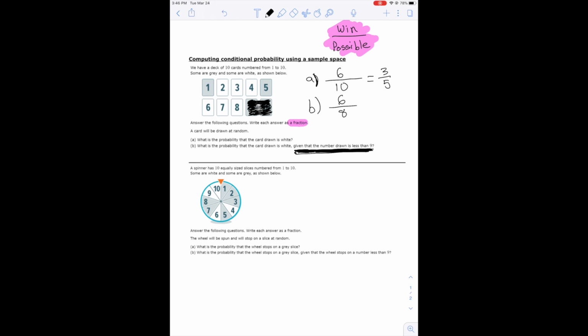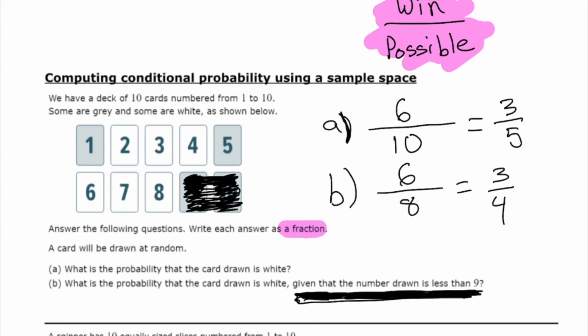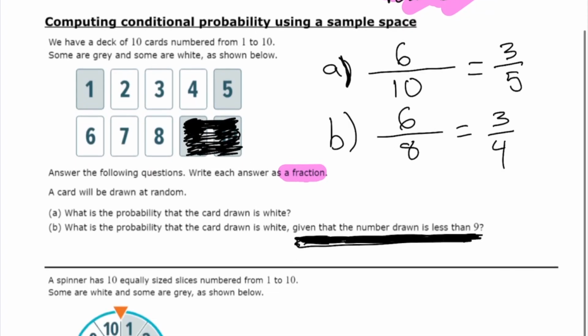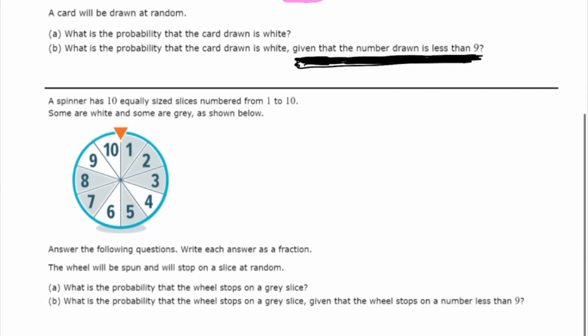Notice between A and B, my two answers are different. One was 6 out of 10, and one of them is 6 out of 8. That's because we took 2 cards away. If we simplify this, we'll get 3 over 4. That's it. Let's move on to the next one.